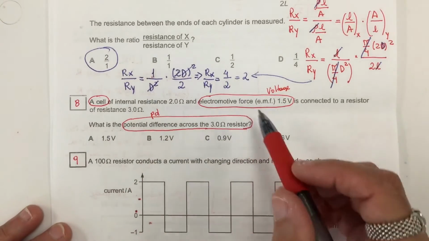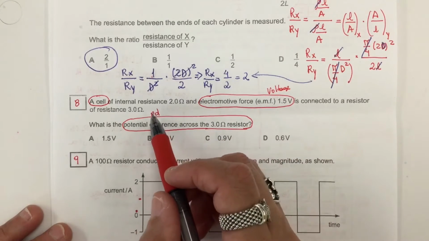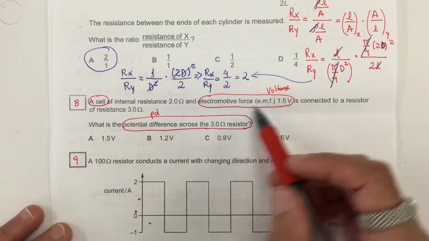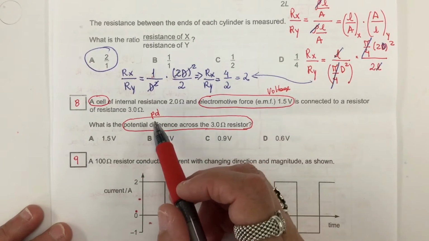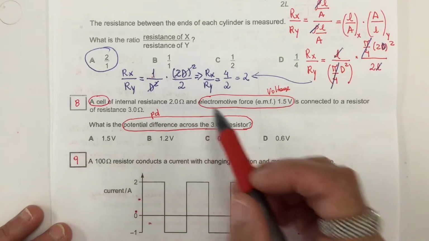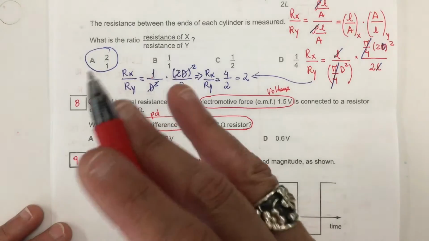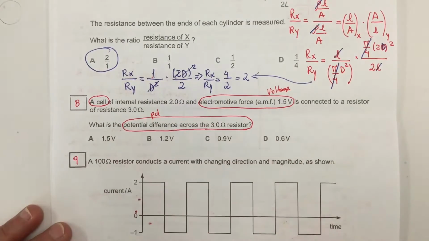So here we have two abbreviations. One is EMF, the other one is PD. EMF converts chemical energy from the battery to electrical energy, and PD uses this electrical energy in other forms of energy like heat and light.